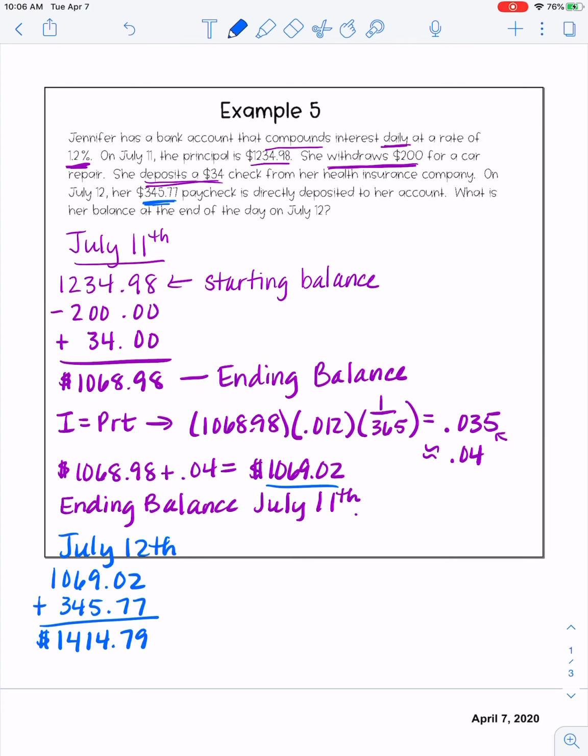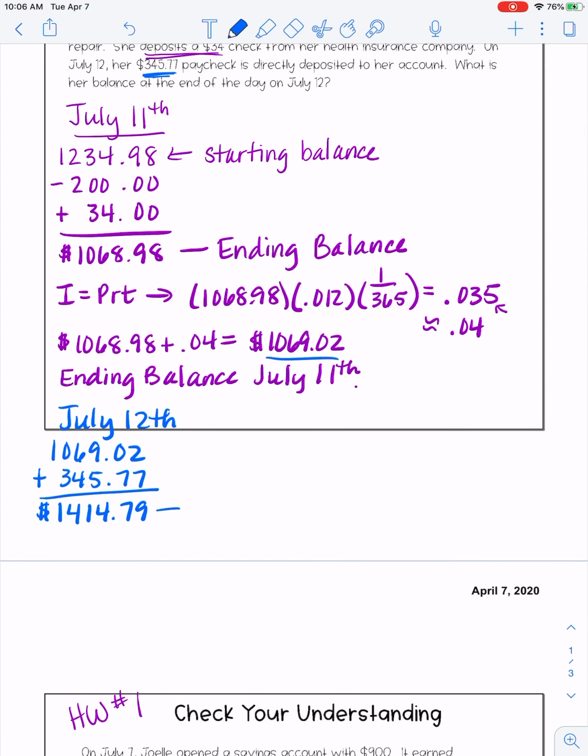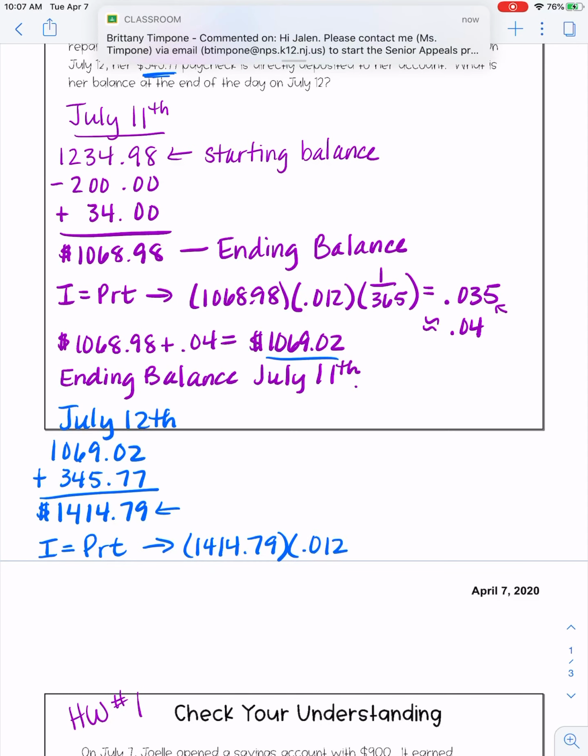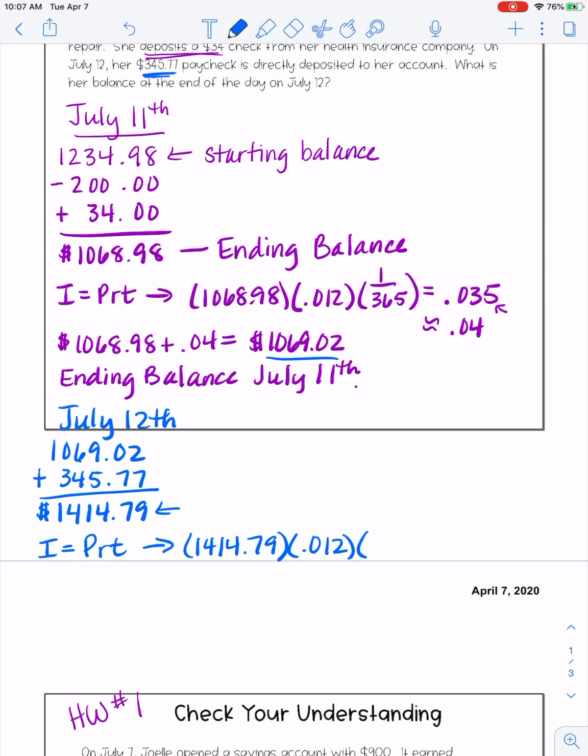Okay, I need to figure out her interest now. So I'm going to use this amount to figure out her interest. So P is 1,414.79. My rate is still 0.012. And my time is still daily compounding, so it's still 1 over 365. So when I put all that into my calculator, I'm going to use parentheses. I wish I could show you what I'm doing on my calculator, but I can't.